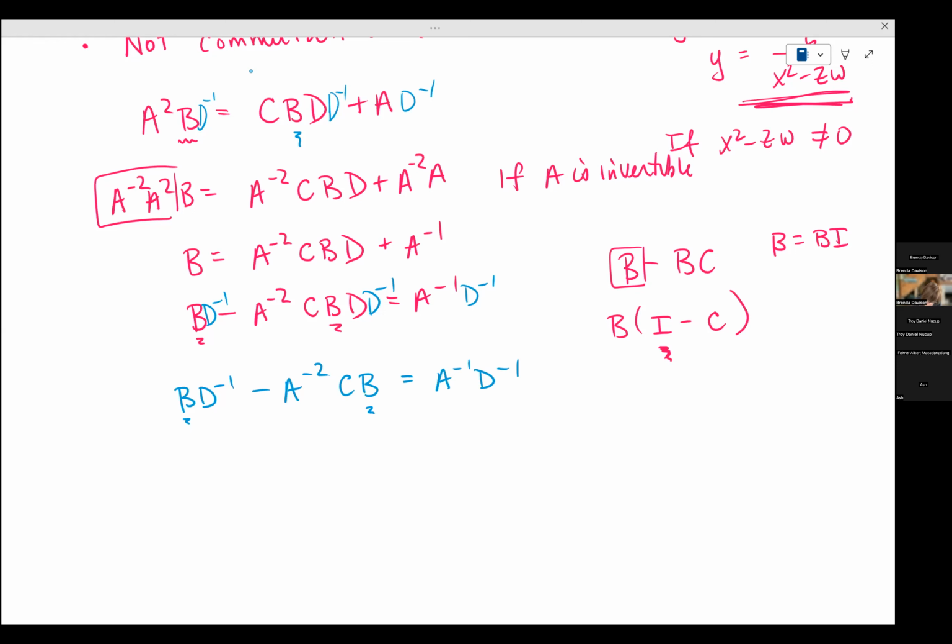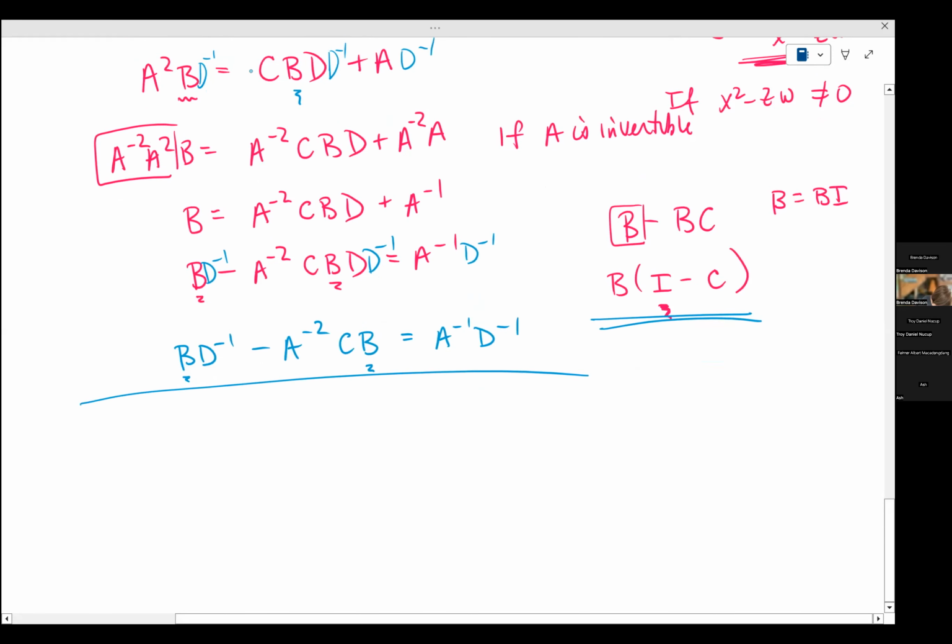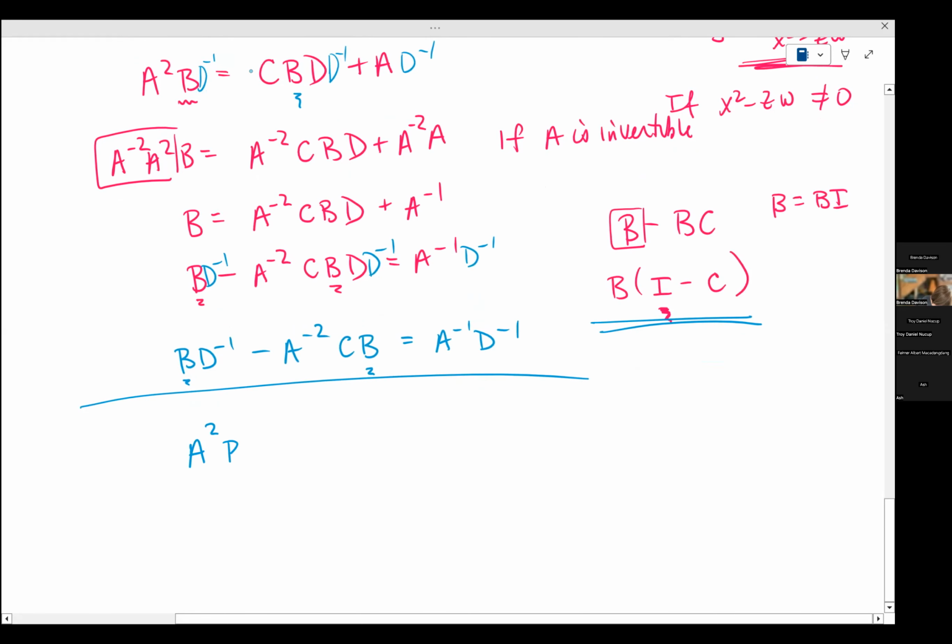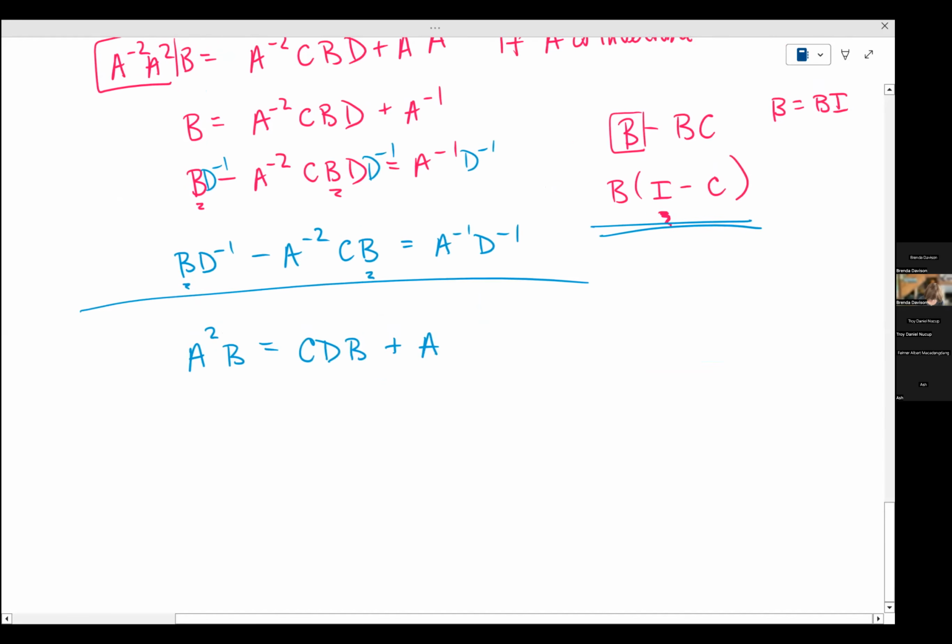But basically, let's just start with an example that's easier. Let me fix my example. I'm going to make an easier example. a squared b is equal to c d b plus a, like that. Let me make it like that.